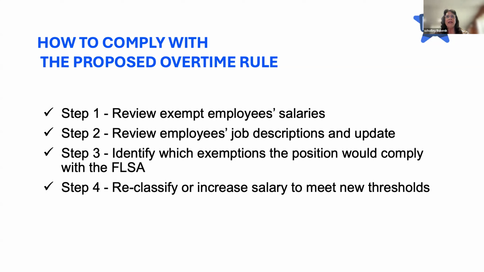Which one of the categories do they fall under in regards to classification? And identify what exemption they would qualify for. And then lastly, for those people that don't meet the duties test or don't meet the salary test, you have to make a decision. If they don't meet the duties test and they meet the salary test, you have to reclassify them as a non-exempt hourly employee. If they meet the duties test, but they fall below the $844 per week, then in order to keep them at salary exemption for overtime, you have to increase their salary.